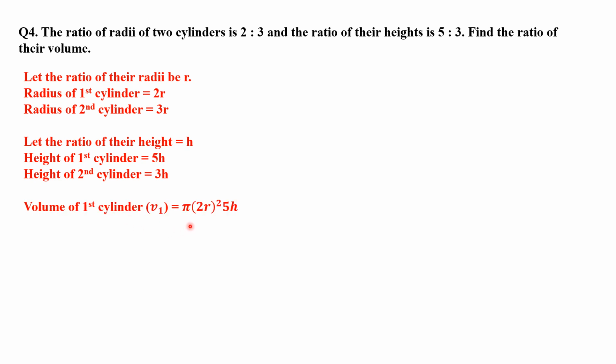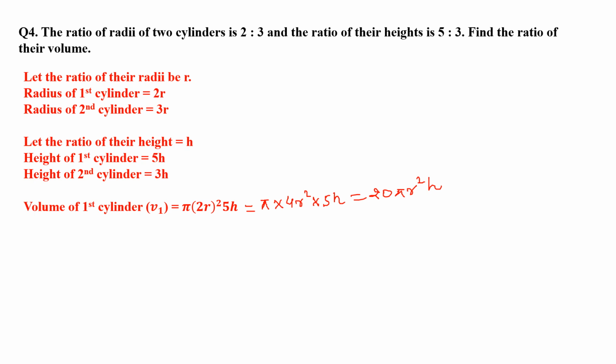So volume of first cylinder, as it is cylinder, I am going to use cylinder formula. So it is pi r square h, but my radius is 2r for the first cylinder and height is 5h. So I have substituted the value. So now, if you multiply it, pi into, now 2r whole square means it will give me 4r square into 5h, and if I multiply, I will get 20 pi r square h.